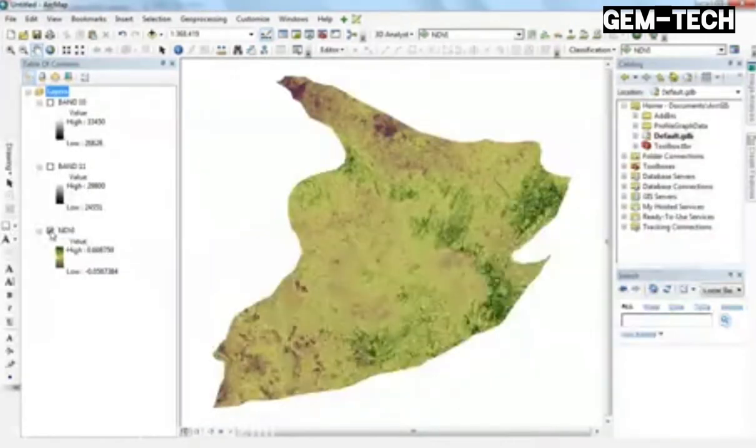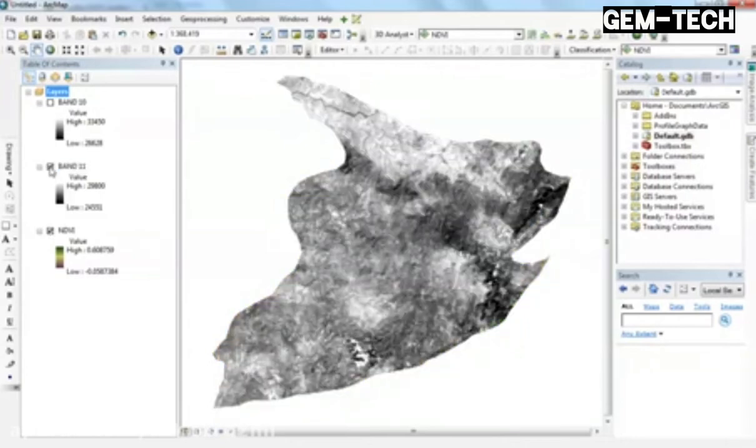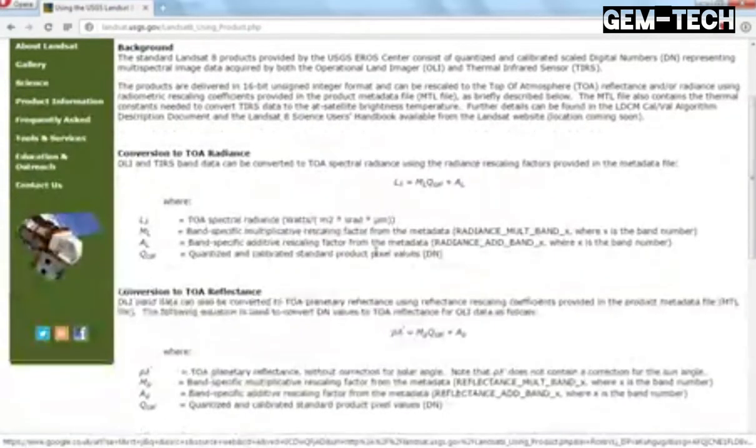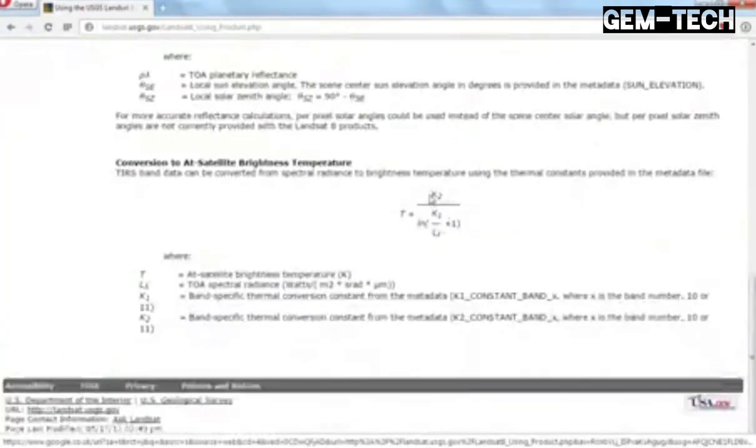If you do not know how to calculate NDVI, you can watch a video of mine titled Atmospheric Correction and Band Rationing. And I have my band 11, which corresponds to the thermal band, and band 10, which also corresponds to the thermal band in different wavelengths. The first thing I did was go to the USGS website to learn how to convert my digital numbers to radiance, which is the very first step. And secondly, convert my radiance to at-satellite brightness temperature using this formula.